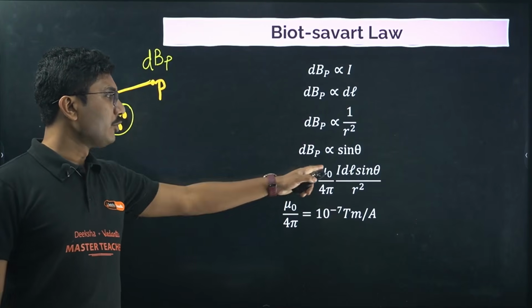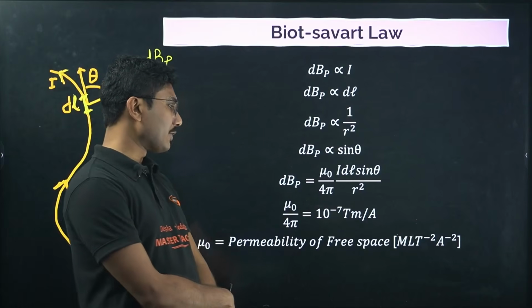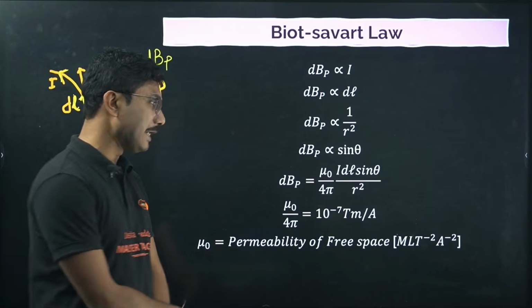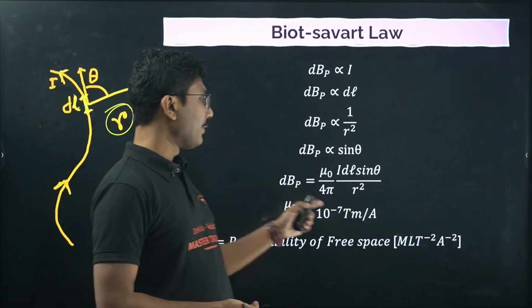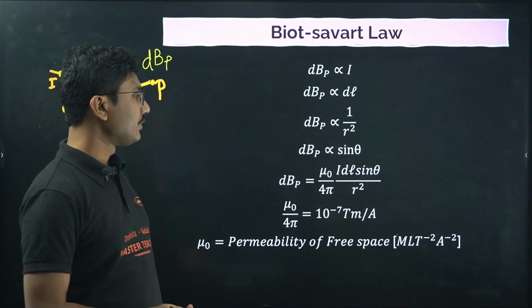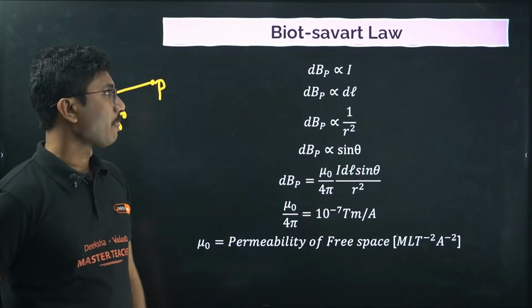Here mu naught by 4 pi is a constant, and mu naught is called the permeability of free space. The value of mu naught by 4 pi is equal to 10 to the power of minus 7 Tesla meter per ampere. So this is the unit of mu naught by 4 pi.